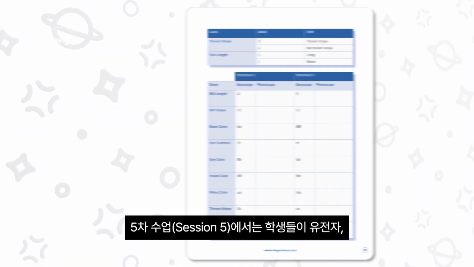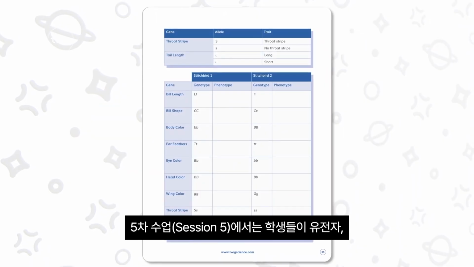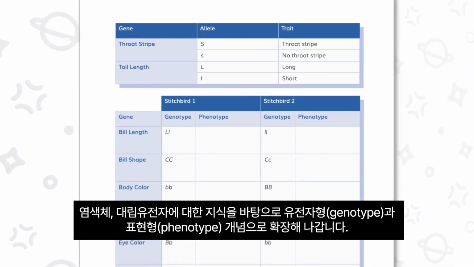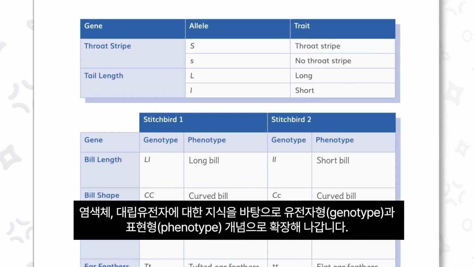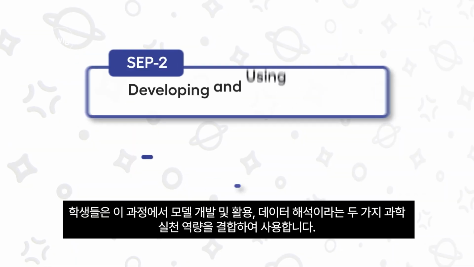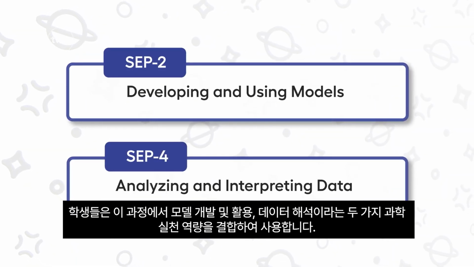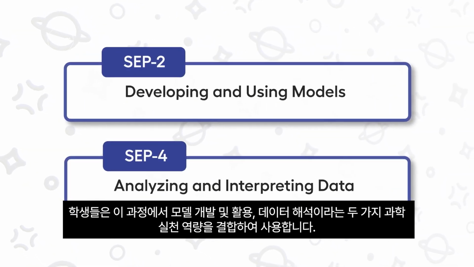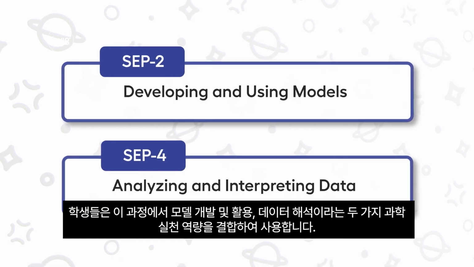In Session 5, as students apply their developing understanding of genes, chromosomes, and alleles, and bridge to the concepts of genotype and phenotype, students then combine two science and engineering practices, developing and using models, and analyzing and interpreting data.